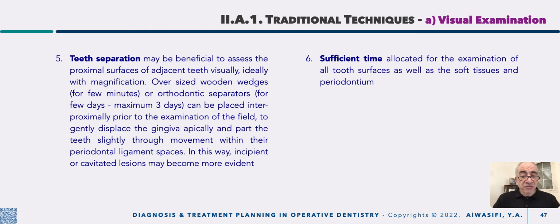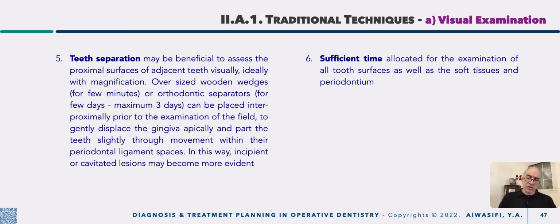Finally, you should have sufficient time to examine all the tooth surfaces. Examine your tooth from all 5 surfaces: the two proximals, buccal, lingual, and occlusal or incisal. It is not as simple as inspecting the surface by naked eye, and if it's free from discoloration, then it is sound. No, you should take your time to inspect the tooth and examine it visually from all sides, including soft tissue and periodontium.